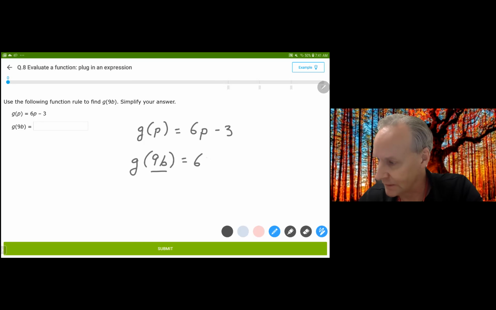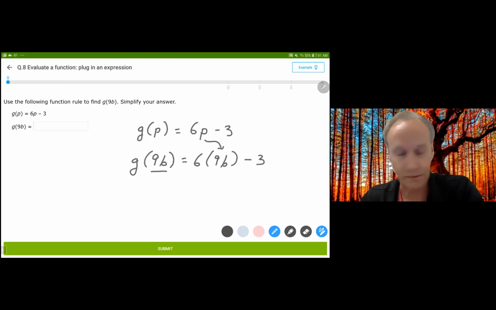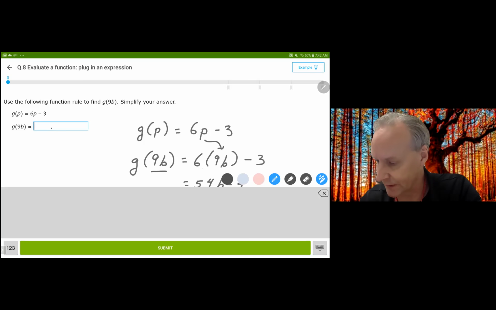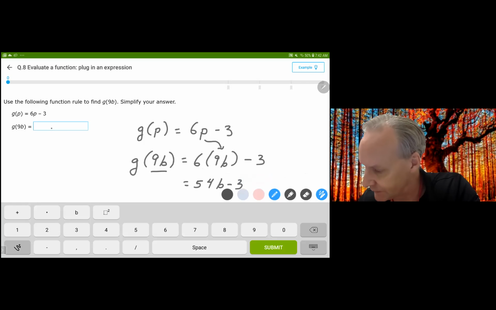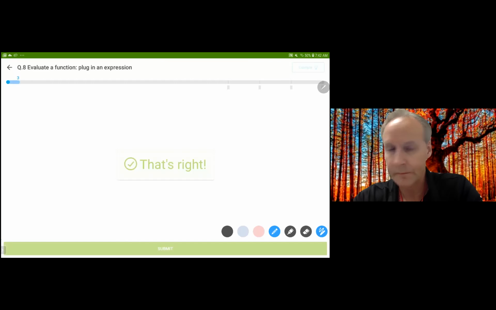So we have 6, and instead of p, we're going to substitute 9b. I have to put a little tail on it, but the minus 3 is still there. So notice what's happening. We have to simplify the expression, which is going to give us 54b minus 3. This is sometimes called a composition of functions, but in this particular case, we're just evaluating for an expression. 54b minus 3. I don't think I have to put the spaces anymore.